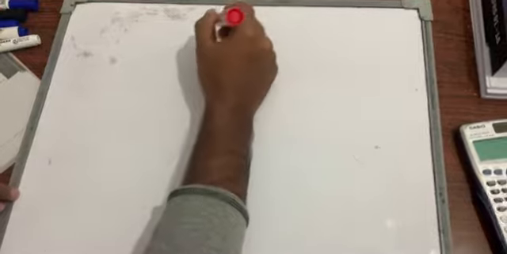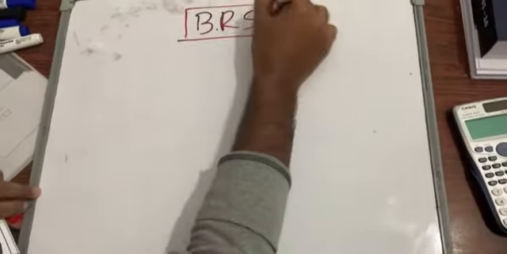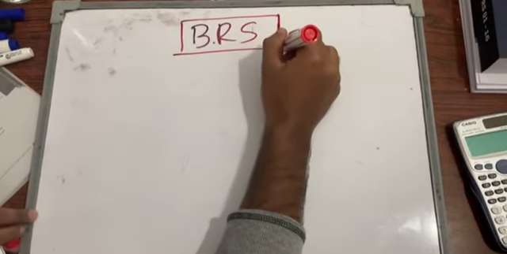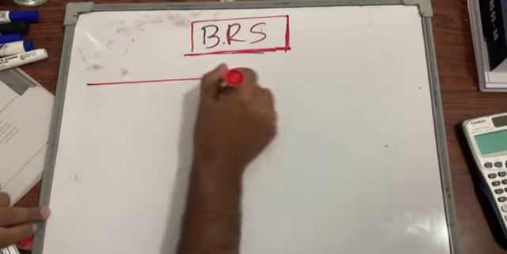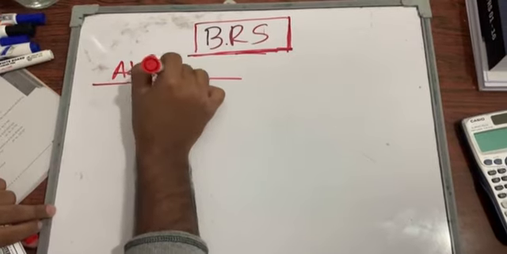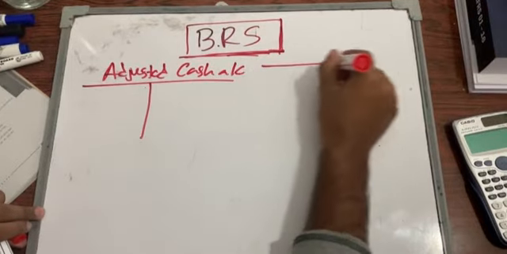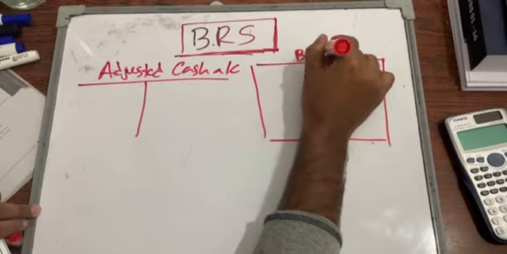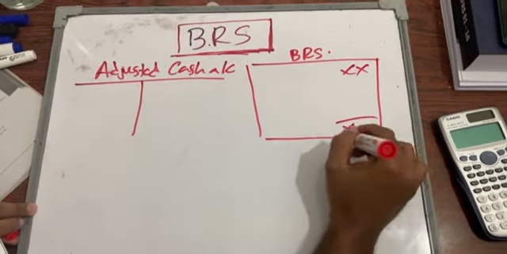When preparing a bank reconciliation statement, we have to prepare two particular components. One is the adjusted cash account, and the next thing is the bank reconciliation statement, BRS.